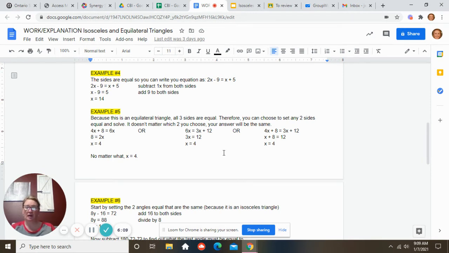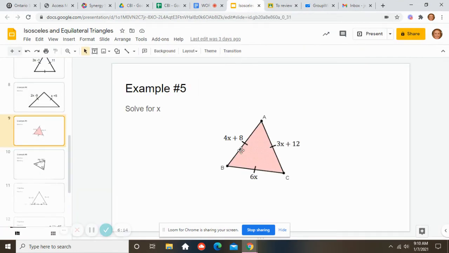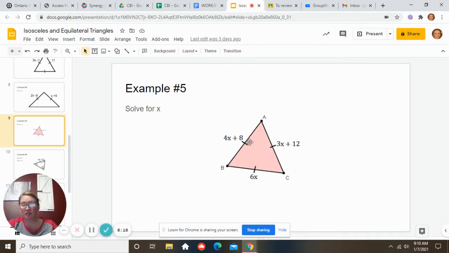There is not a way for you to screw this problem up, no matter which side you choose. Okay? So when it comes to a problem like this where everything is equal, you just choose two sides to solve your problem, and then that would be it. Okay?